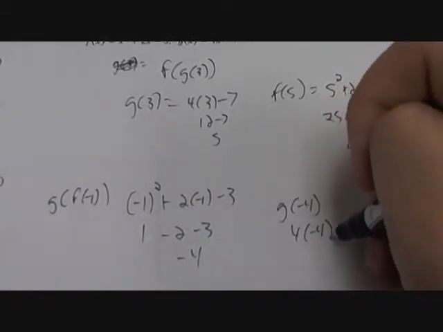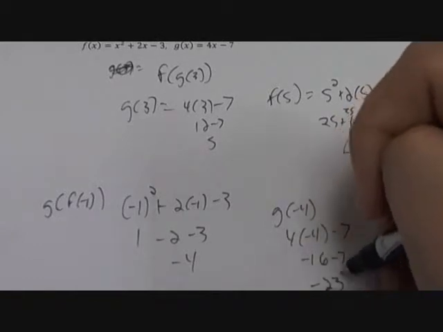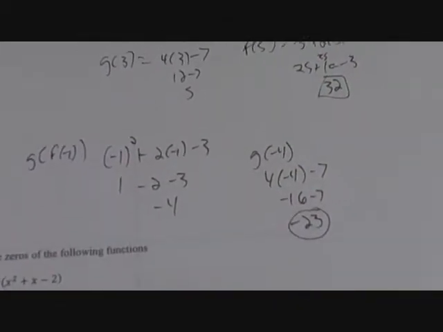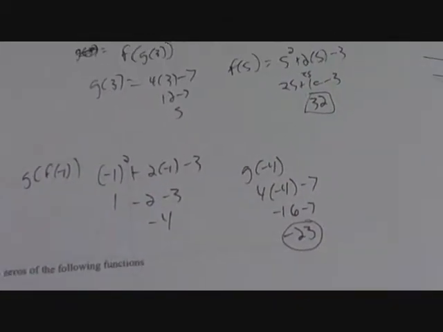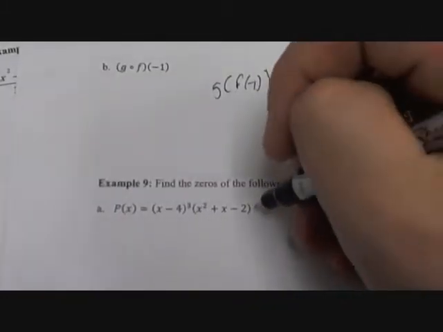4 times negative 4 minus 7. Negative 16 minus 7 is negative 23. So your final answer is negative 23. Alright. Find the zeros. To find zeros, obviously set this equal to 0.